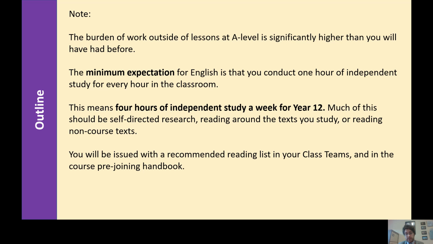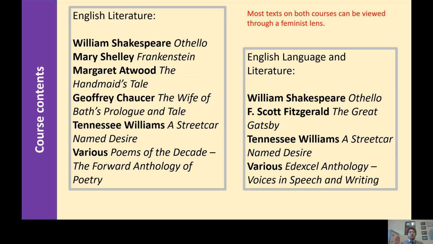There's a recommended reading list in your course handbook. Obviously, you're not yet on the course teams. So on the left-hand side, you'll see the list of course texts for English literature, and on the right-hand side, you'll see them for English language and literature. You'll note that it's shorter for language and literature, and language and literature also has an aspect of stylistics and an aspect of linguistics that we don't really have to the same extent on the literature course, certainly not linguistics.